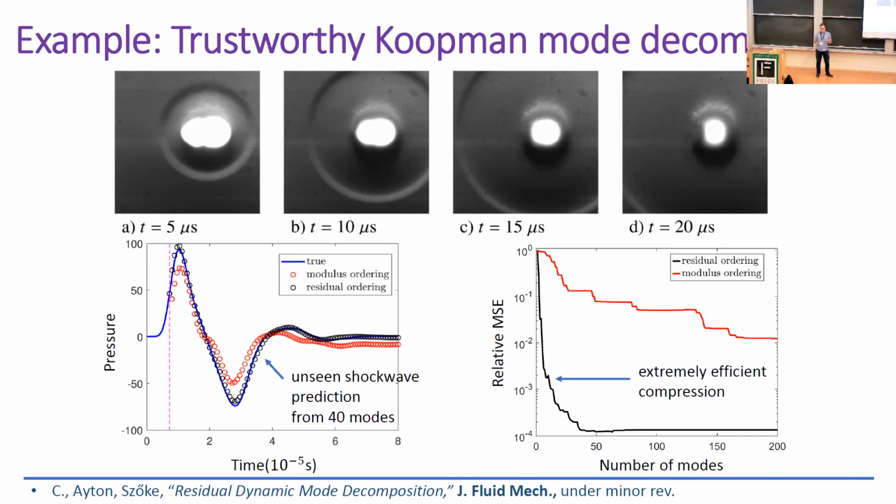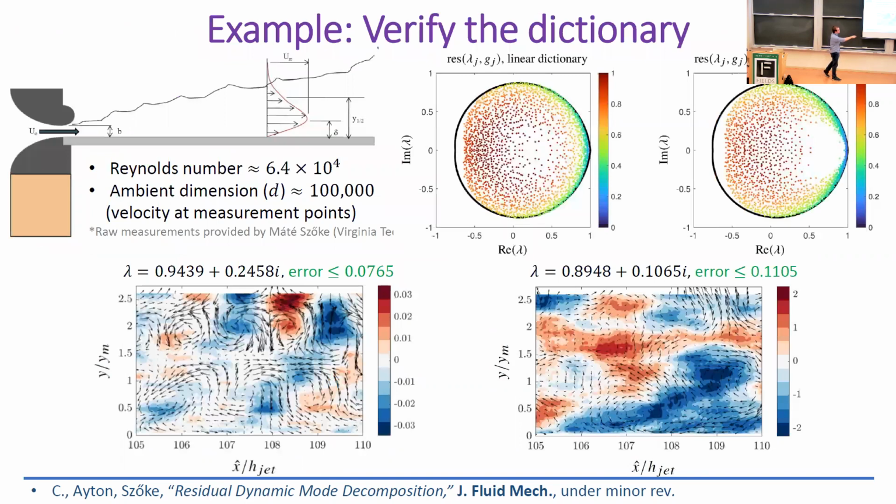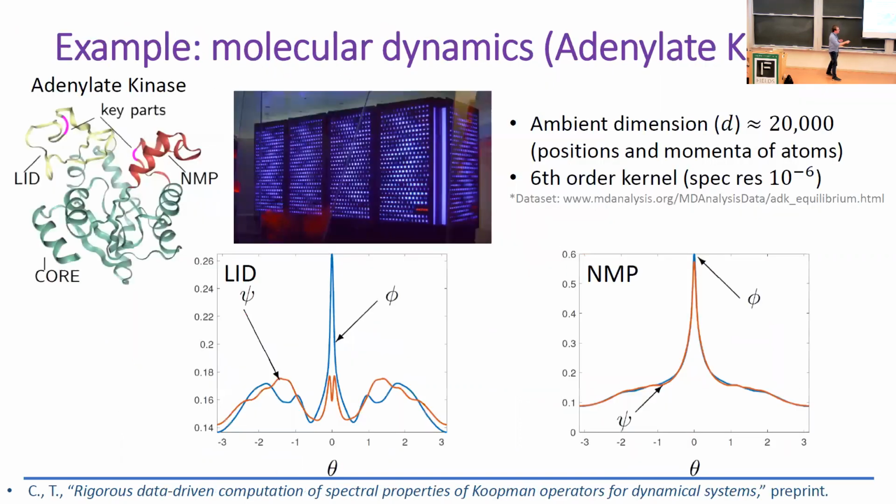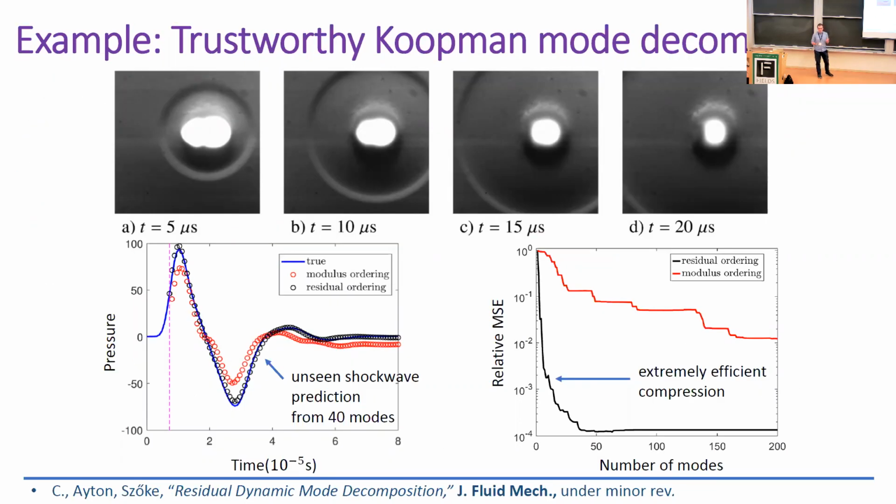Now that you have residuals, so for example, this type of picture here, you can start ranking the eigenvalues by their residual. So in other words, you have a way of measuring how close they are to representing the true underlying dynamics with the infinite dimensional Koopman operator. So if you do that and you keep the 40 eigenvalues with the smallest residuals, you get these black dots here. So it's a much better approximation of this pressure wave.